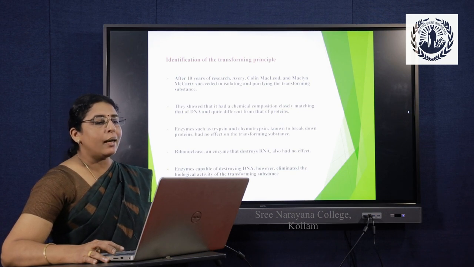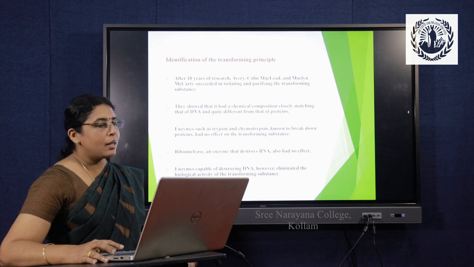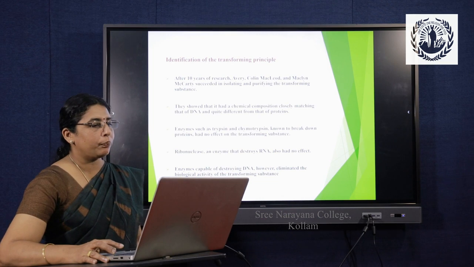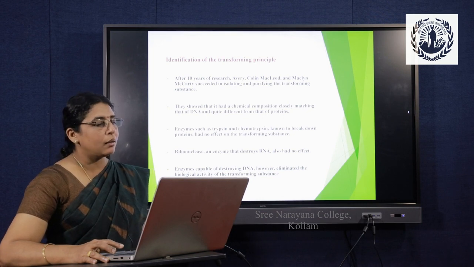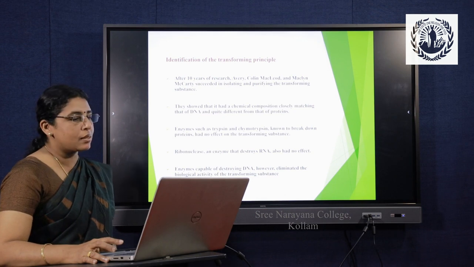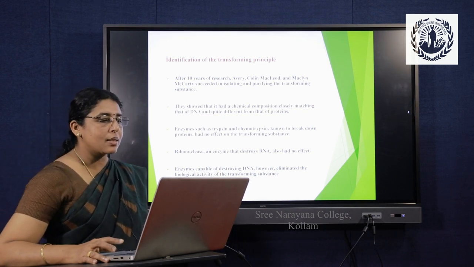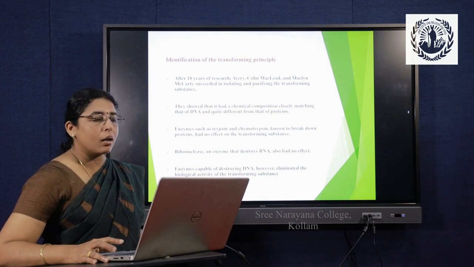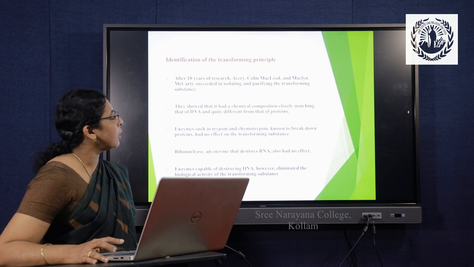Then coming to the identification of the transforming principle. What is that transforming substance or transforming principle? After Griffith's experiment, Avery, Colin MacLeod and Maclyn McCarty succeeded in isolating and purifying the transforming substance. They showed that this transforming substance has a chemical composition closely matching that of DNA and quite different from that of protein.